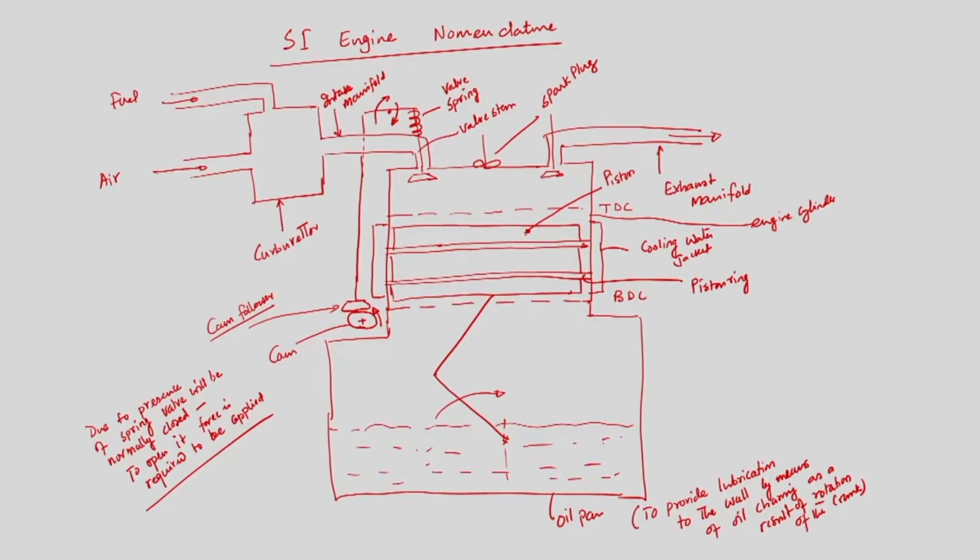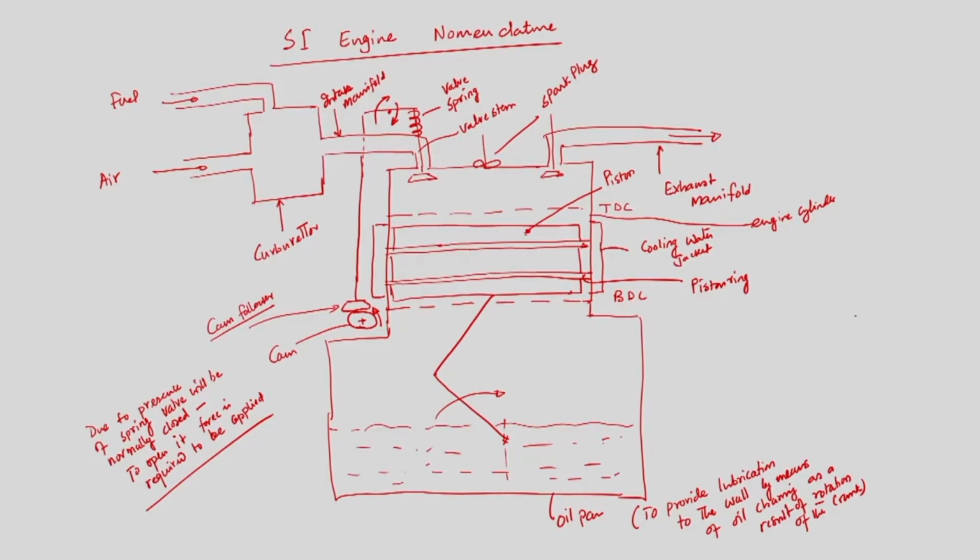And cooling water jacket is provided only to cool the engine cylinder, because of the combustion there will be excessive heat generation and that will increase the temperature of the engine cylinder. So we need to supply some coolant to bring the temperature of the engine cylinder to a level so that there should not be any thermal crack and engine cylinder life will increase. And oil pan is provided to supply lubricants by means of oil churning because of the rotation of the crank. This is what.